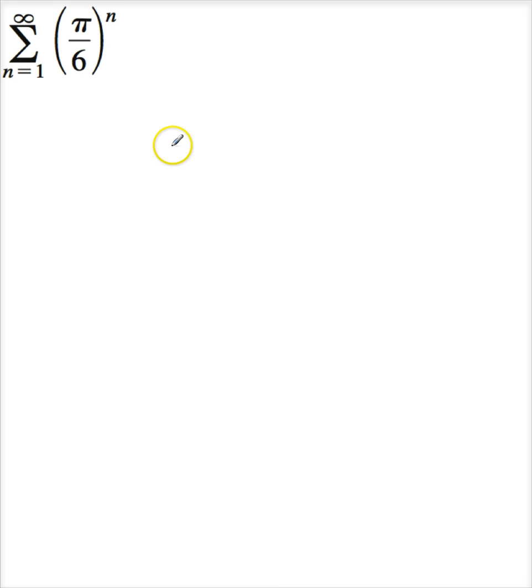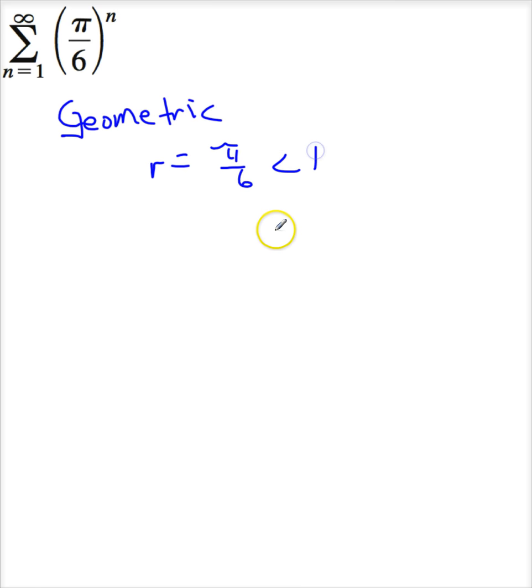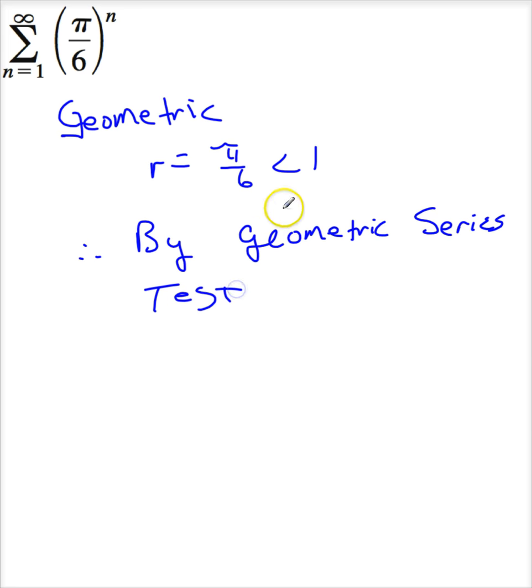Let's look at the sum as n goes from 1 to infinity of (pi/6)^n. This is geometric, where r is pi over 6, and r is less than 1. So, by the geometric series test, I know that the sum as n goes from 1 to infinity of (pi/6)^n converges.